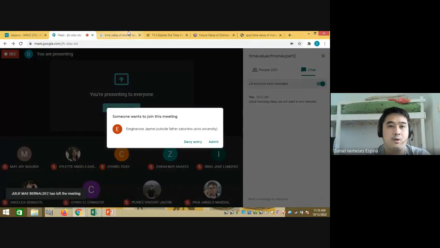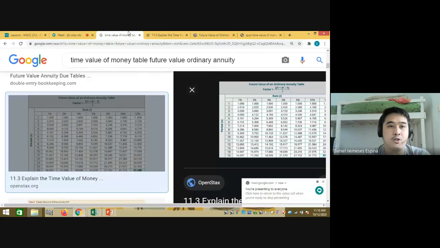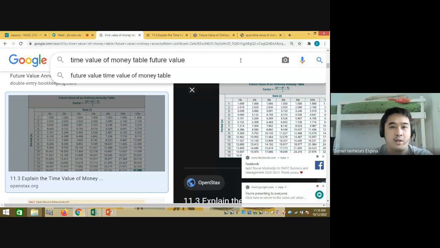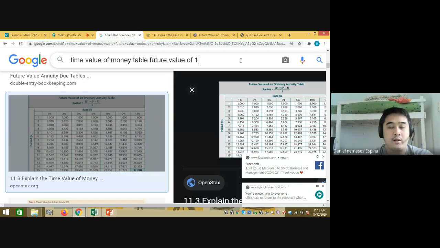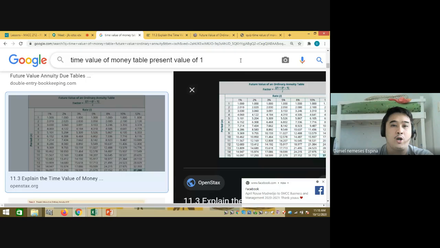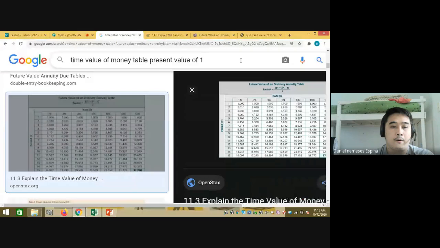So there are textbooks that have appendices with time value of money tables. So for example, if you are going to search for lump sum, future value lump sum, then imong ibutang diri is time value of money table, future value of 1. Basta lump sum, future value of 1 or present value of 1. Depende. How about if it's annuity? So you have to be specific if it's ordinary annuity or annuity due. Okay? So present value ordinary annuity, present value annuity due.